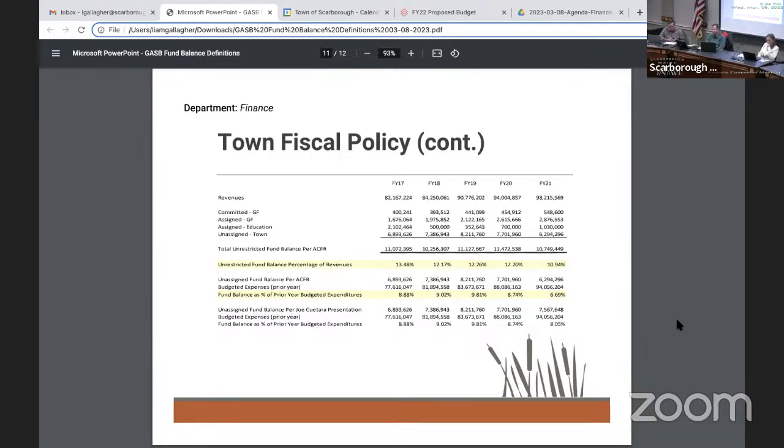Tom maybe has some staff updates after I'm done that will hopefully make us feel a little better. But this slide compares our ratios of the two different methods of fund balance. The first half, which I've yellowed, compares unrestricted fund balance to revenues for FY 17 through 21.